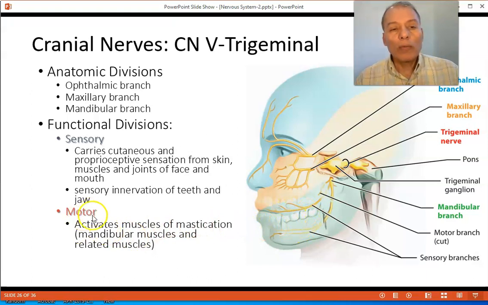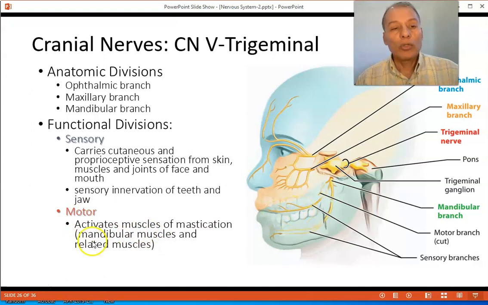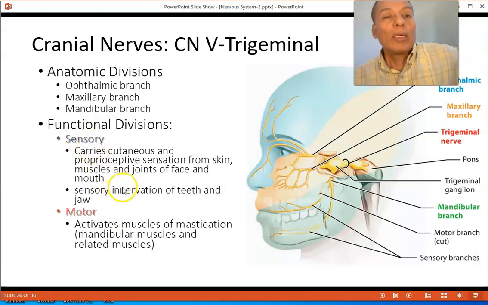The motor function of it activates the muscles of mastication, the muscles of chewing, that rotate and elevate the mandible. So that is the motor function. It contributes to swallowing functions, and it also has the sensory functions that I've just explained.